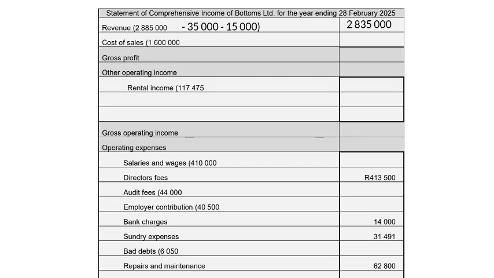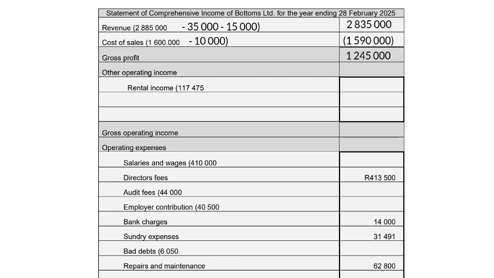Cost of sales will be 1.6 million, and then we're going to minus the 10,000 Rand cost price. That was the amount that was returned by the debtor for damaged goods. And then that will give us a total of 1,590,000 Rand. So our gross profit will then be 1,245,000 Rand.